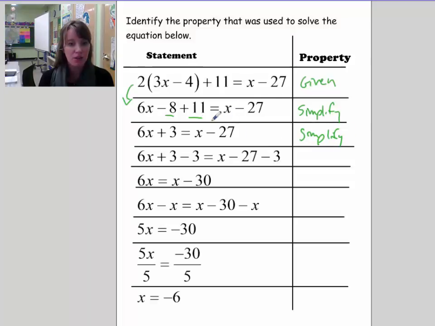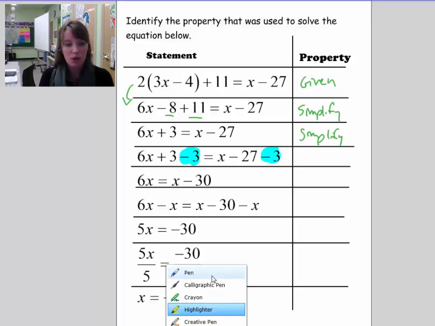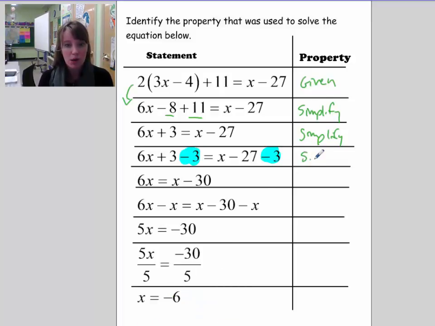We haven't done anything to the right-hand side here. So the next one shows that 3 is being subtracted from both sides. That's the thing that's changed here. So in this case, this is the subtraction property of equality. Now here, all we've done is we've subtracted 3 to get 6x on the left-hand side. We subtracted 3 to get -30 on the right-hand side. This is simplify.